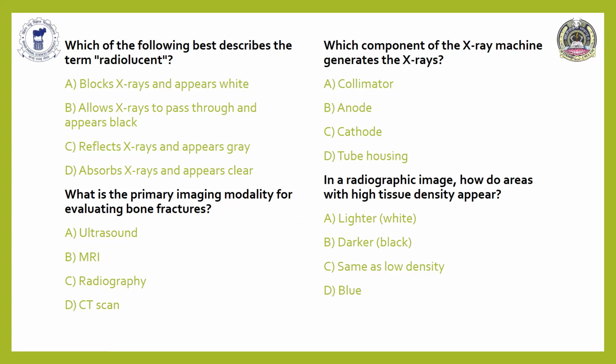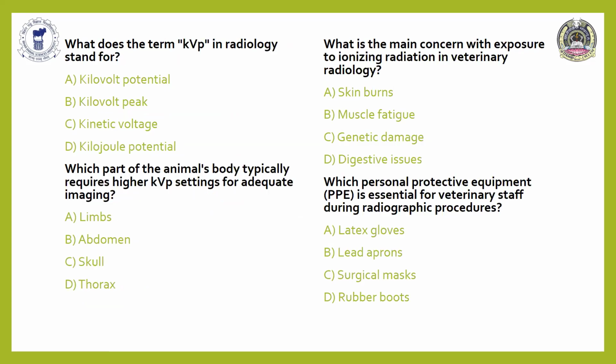Next question, in a radiographic image, how do areas with high tissue density appear? Light or white. White, right, A. What does the term KVP in radiology stand for? A kilovolt potential. No, it is not potential. It is kilovolt peak. So you had an idea, but see, just with potential and peak. Kilovolt is from the potential difference in kilovolts. P signifies peak.